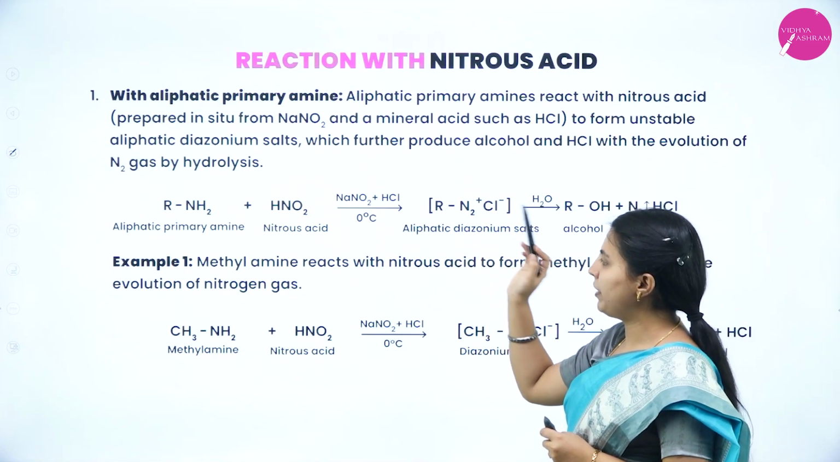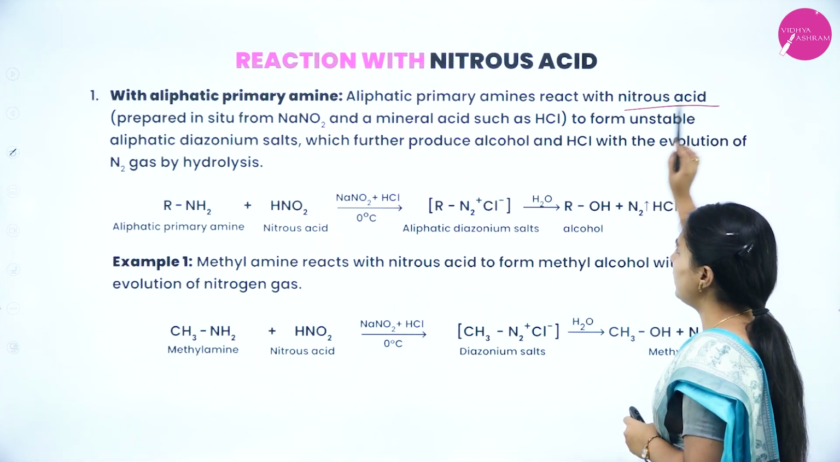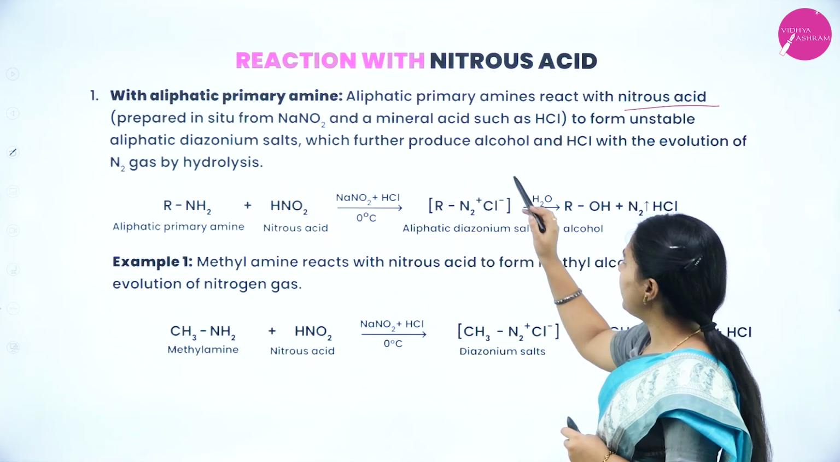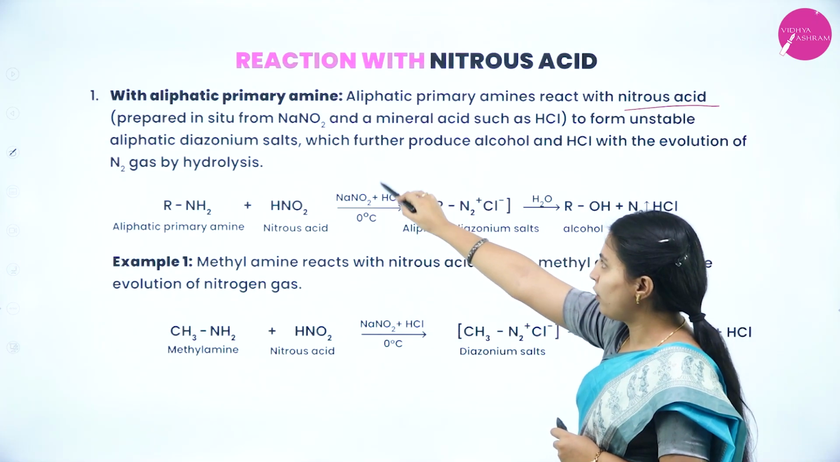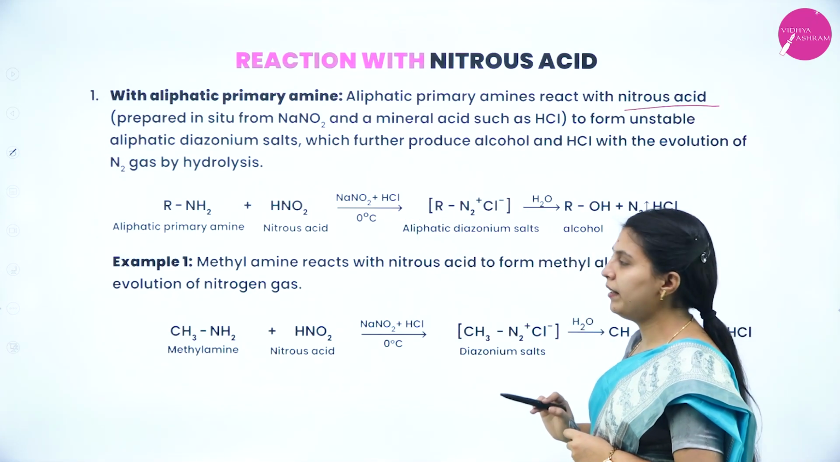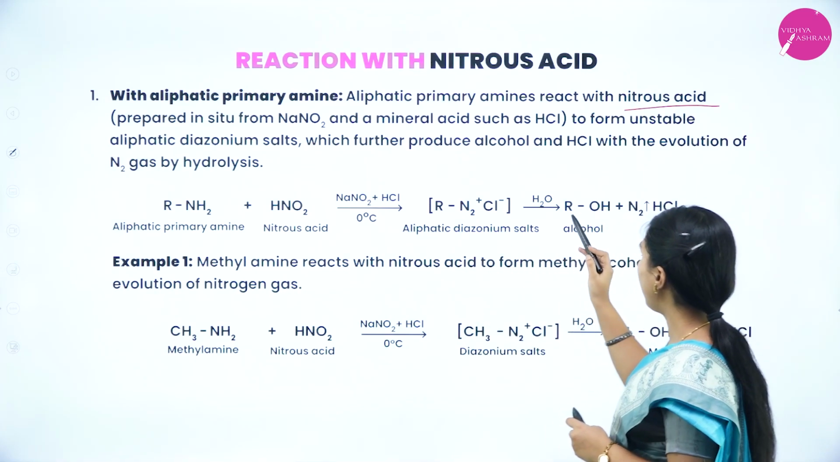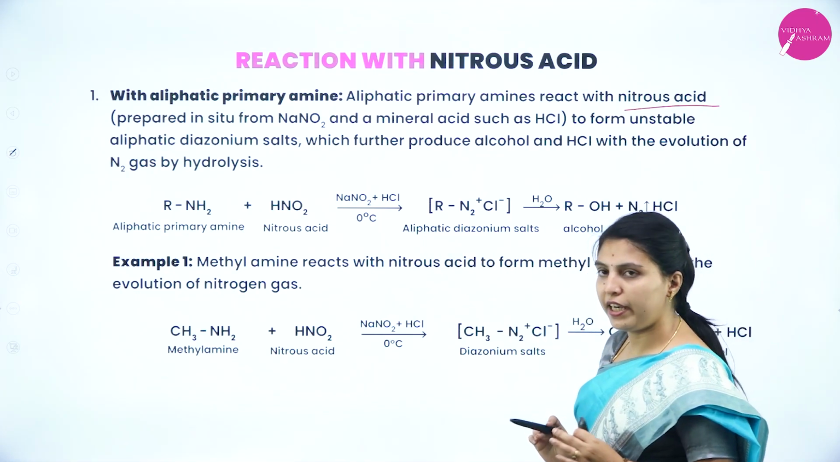First with aliphatic primary amine. Aliphatic primary amines react with nitrous acid, prepared in situ from sodium nitrite and a mineral acid such as HCl, to form unstable aliphatic diazonium salts, which further produce alcohol and HCl with the evolution of N2 gas by hydrolysis. How will nitrous acid be prepared? From sodium nitrite and HCl.